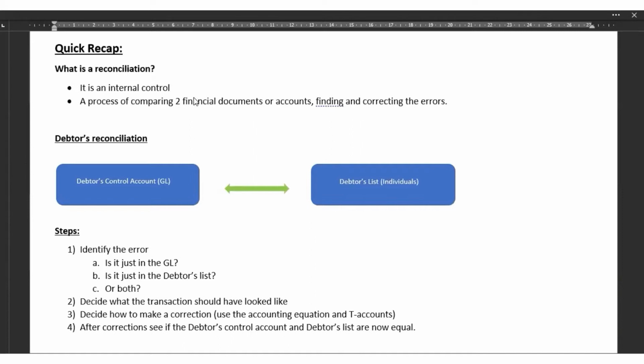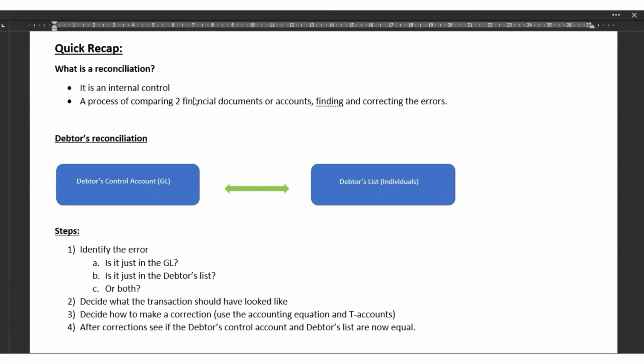Specific to your debtors reconciliation, you are comparing your debtors control account in your general ledger to the total of your debtors list. Your general ledger is a summary of all transactions that have been made during the month, while your debtors list will show what is happening in your individual accounts and have a total at the end of the month.